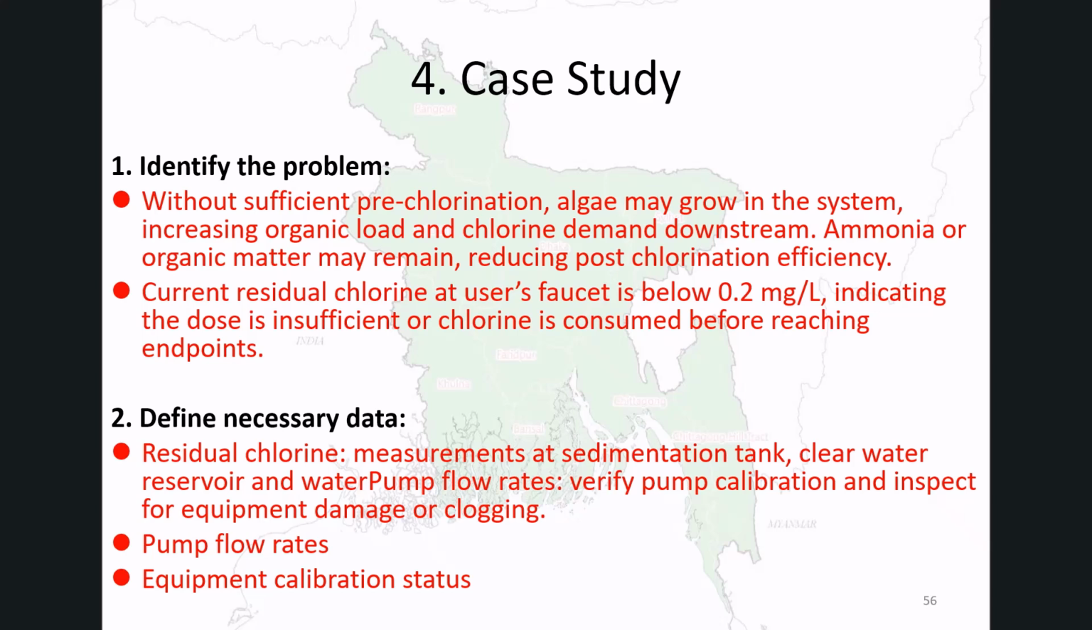1. Residual chlorine must be measured at the sedimentation tank, at the clear water reservoir, and at the user's faucet. 2. Flow rates must be checked to confirm pump calibration and injection rates. 3. Equipment calibration status must also be verified. These data allow operators to identify where chlorine is being lost and whether dosing equipment is functioning correctly.